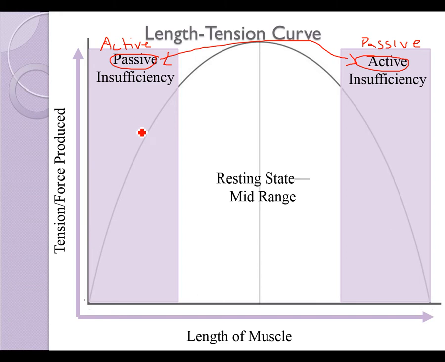So our active, our resting state or mid-range, and our passive insufficiency, this helps depict what that means from the previous slide. I really like this curve. I use it a lot. I'll reference it a lot. I'm pretty sure you'll have to either draw it or explain it on the test, but it's the idea of looking at the length of the muscle and how much force is produced, and it's all about how much actin and myosin overlap there is.